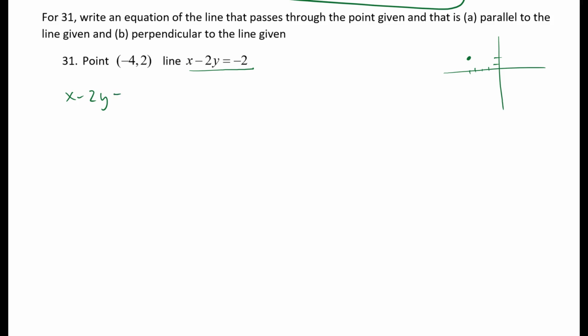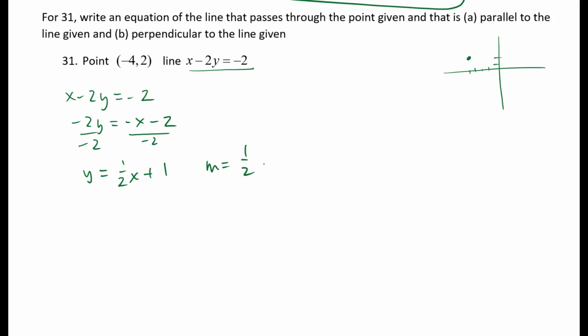So x minus 2y equals -2. I'm going to subtract x from both sides, giving -2y equals -x minus 2. And we'll divide both sides by -2. y equals 1/2 x plus 1. So we see that the slope of this given line is 1/2.